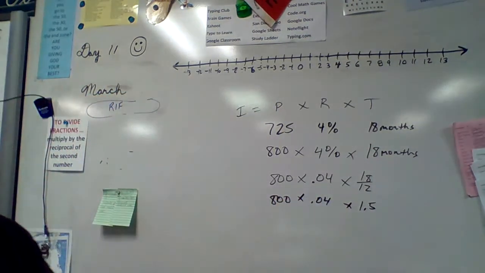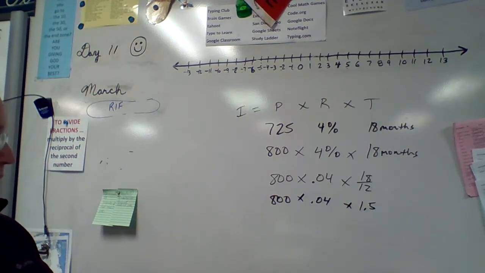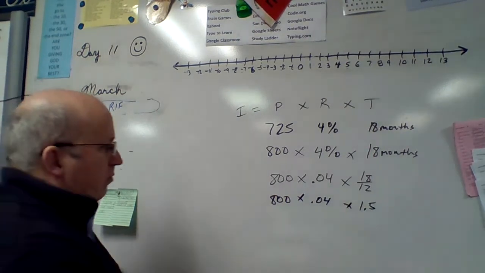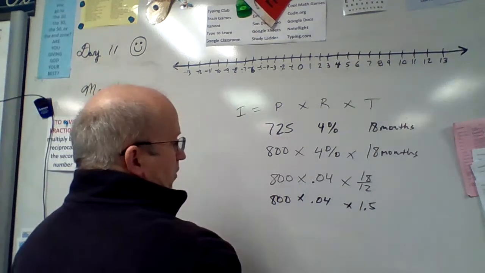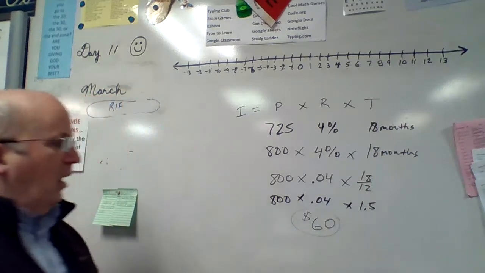What do I get? I don't know. 10% of 800 would be 80. So it's what, 40 times 1 point... Oh, that's 60. This is the number 60. So in this case, the interest is $60. I'm pretty sure.